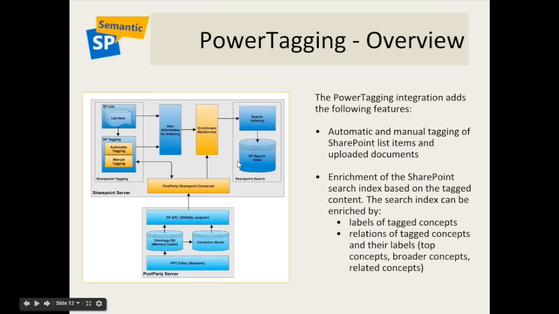So let's see how it works. On this picture, you can see two different layers with three different colors. The dark blue color means out-of-the-box SharePoint component. I do have search index on the right side. I have SharePoint lists and SharePoint content on the left side. And I do have the item information processing from the content to the search index in the middle.